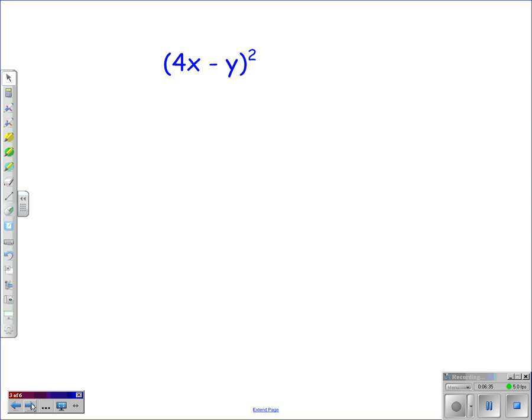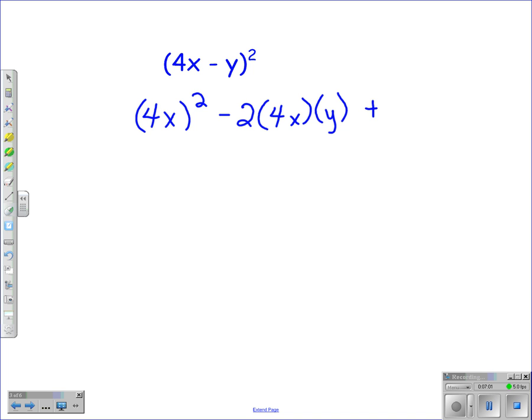Let's work on this with the negative, the 4x minus y, quantity squared. The same idea in terms of squaring, so we're looking at the 4x, that quantity squared. Then we're going to have minus 2 times the a times the b. The a is 4x and the b is y. Then we want to add the b squared, so we're going to have plus y squared.